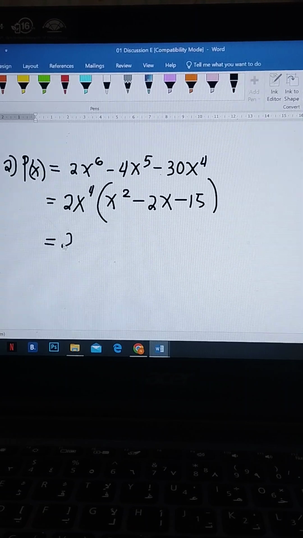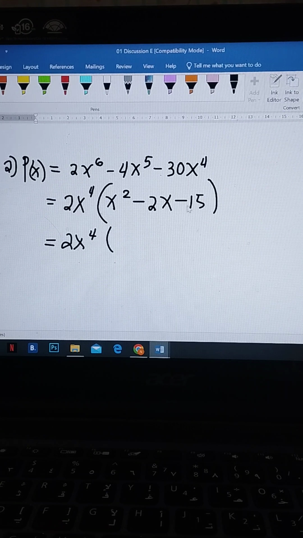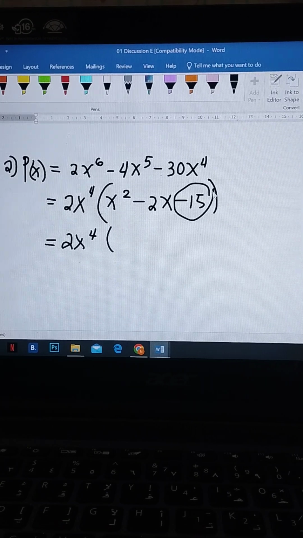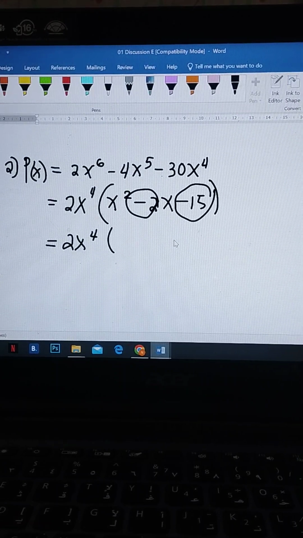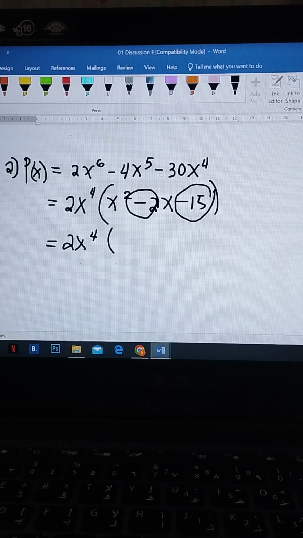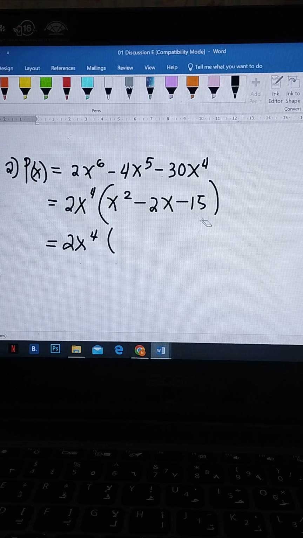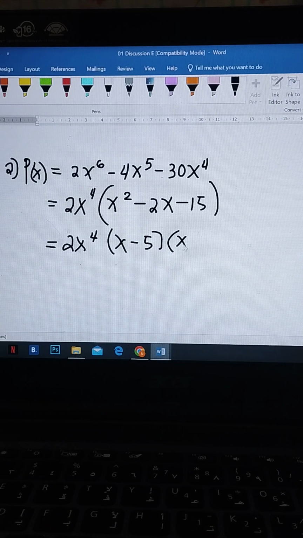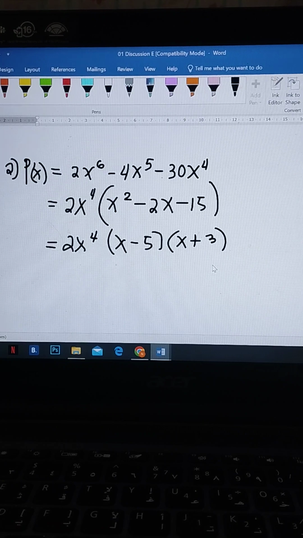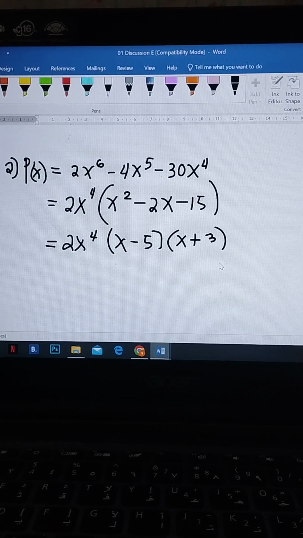So 2x raised to 4 times, what are the factors of negative 15 so that when added, the sum is negative 2? The factors are negative 5 and positive 3. So that is x minus 5 times x plus 3. So this is now the factors of the polynomial.